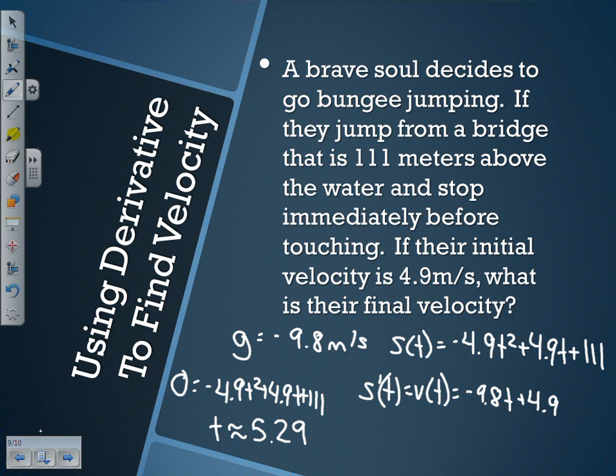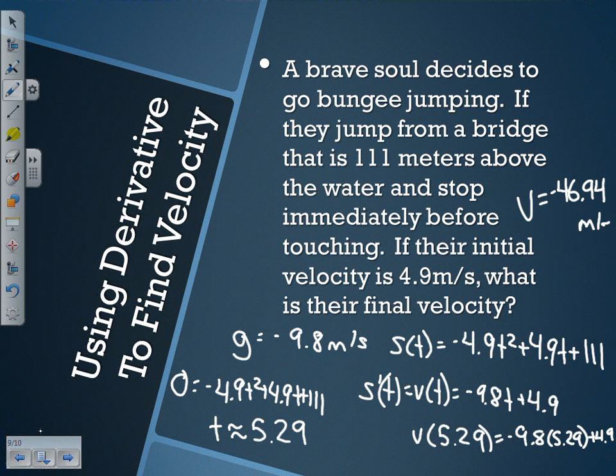Now that we know what time she hits, I just want to find the velocity at that time. So I'm doing v of 5.29, which is equal to negative 9.8 times 5.29 plus 4.9. And that's going to be my answer. Velocity was, say it again, 0.9. 42. What's the unit? Meters per second.